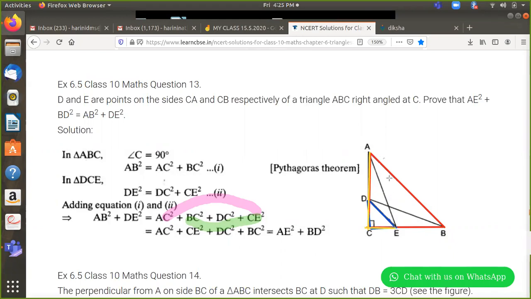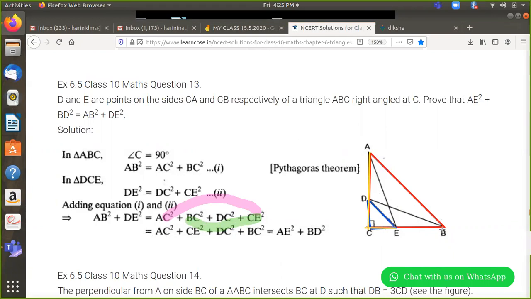Can you see? So it is again a part of a right angle triangle where you have your AC square and CE square, which will be equal to the hypotenuse, which happens to be AE. So I write AC and CE together as AE. Now the remaining is the BC square and the CE square.